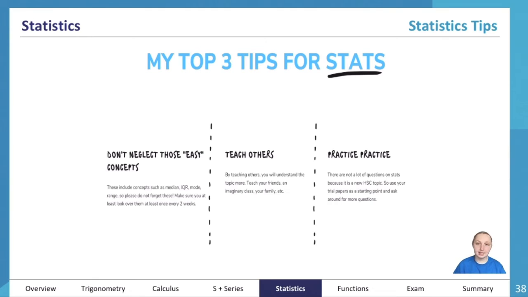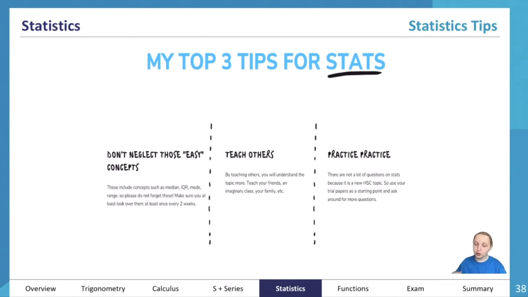I think with statistics, trying to teach somebody else the statistics stuff will help you understand the topic more. Whether that's actually trying to teach one of your friends or family, or just imagining yourself running a lecture like this, trying to teach a group of Year 12 students about a particular concept, it will help you understand things a little bit better, I think. So I would definitely recommend that.